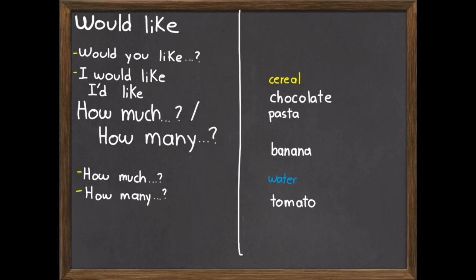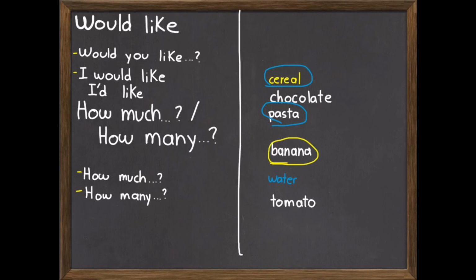Now, let's try it with these words from the vocabulary. Cereal, chocolate, pasta, banana, water, and tomato. Would you like some cereal? I would like some pasta. Or I would like a banana.